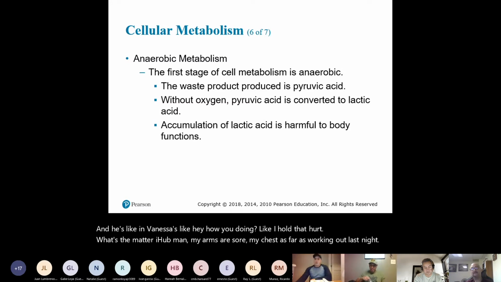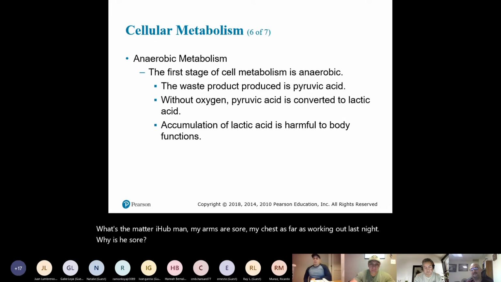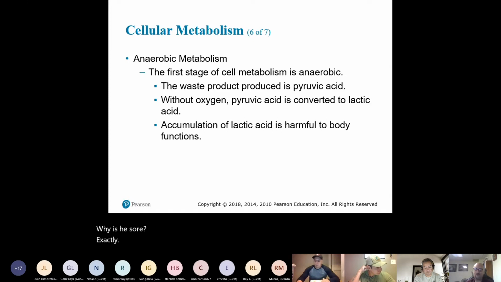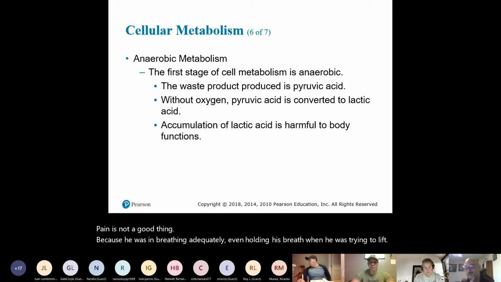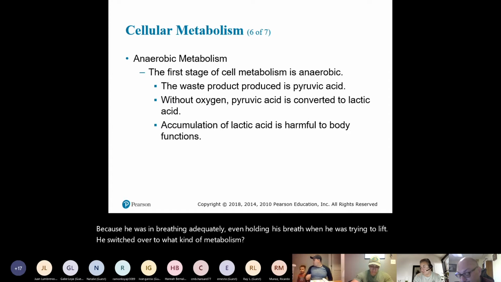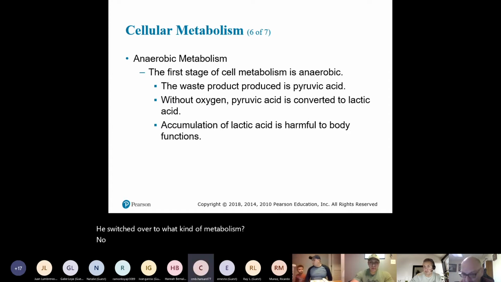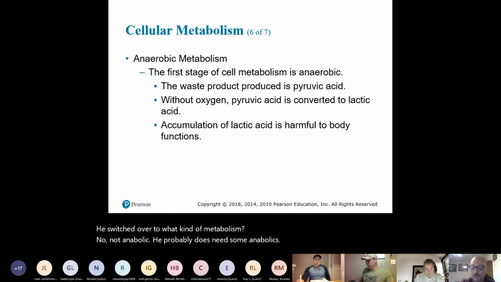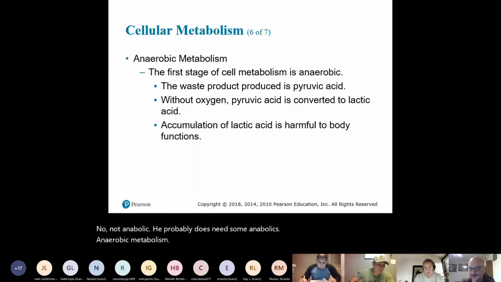Why is he sore? He's got a buildup of lactic acid. Exactly. Forget the whole no pain, no gain. Pain is not a good thing. Because he wasn't breathing adequately, even holding his breath when he was trying to lift, he switched over to what kind of metabolism? Anaerobic metabolism.